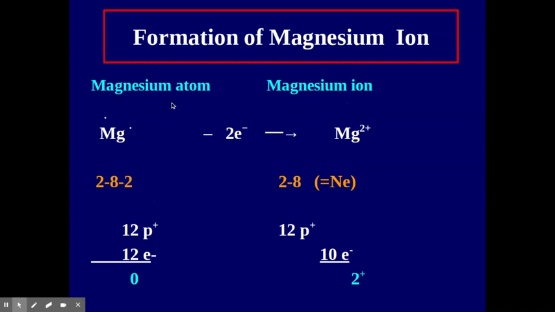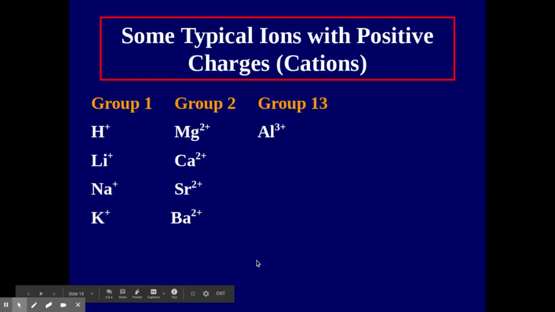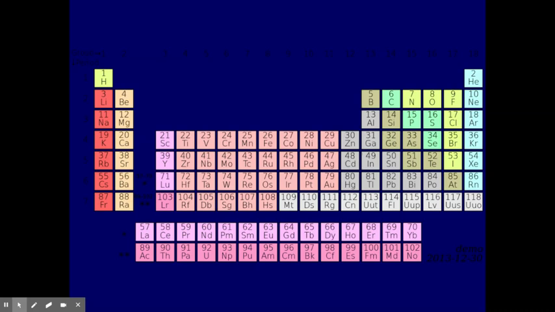This is a magnesium atom, right? 12 protons, 12 electrons. 2 valence electrons. This is a magnesium ion. This has 12 protons, but only 10 electrons, so it has 2 more positives. It has a +2 charge. So again, typical ions that form with the positives: group 1, they all tend to make +1 ions. Group 2, all tend to make +2 ions. Group 13, aluminum, +3. So you might want to put that on your periodic tables.